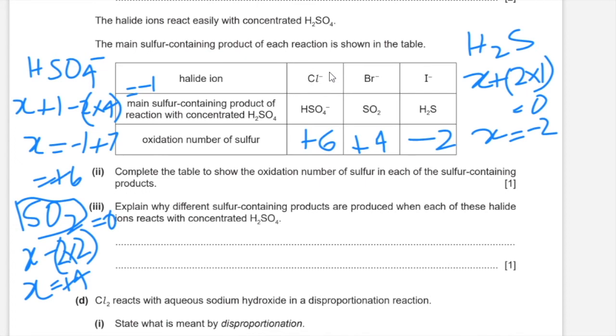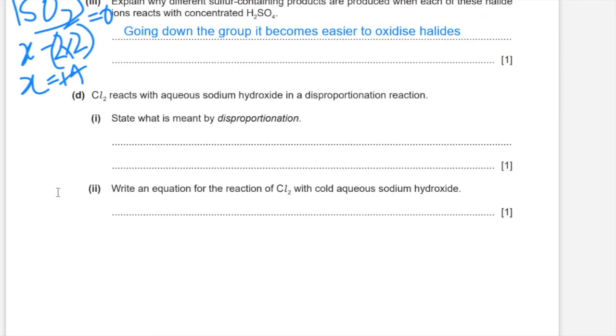to remove that electron. The chlorine reacts with aqueous sodium hydroxide in a disproportionation reaction. One, state what is meant by disproportionation. In this reaction, a species is both oxidized and reduced.